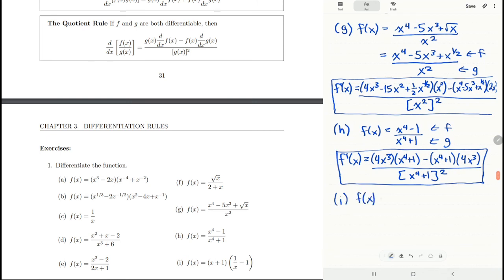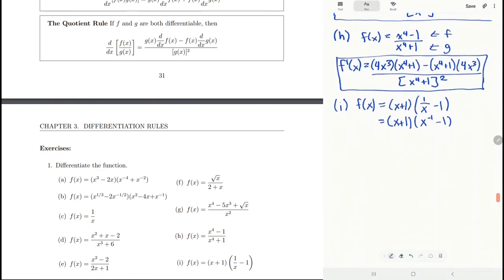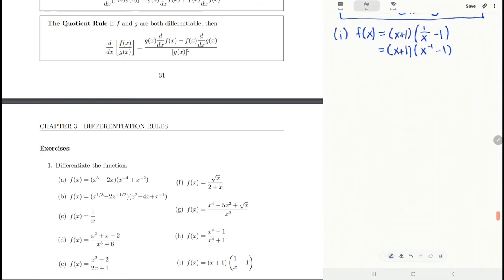And the last example, we have x plus 1 times 1 over x minus 1. So let's look at rewriting 1 over x as a negative power. So this is x plus 1 times x to the negative 1 minus 1. So here we will apply the product rule. So x plus 1 is our f, x to the negative 1 minus 1 is our g.